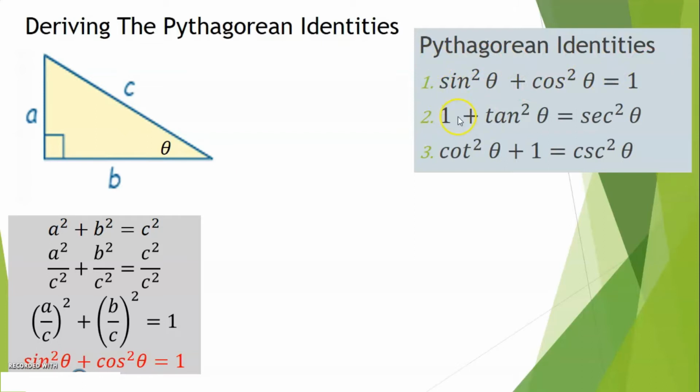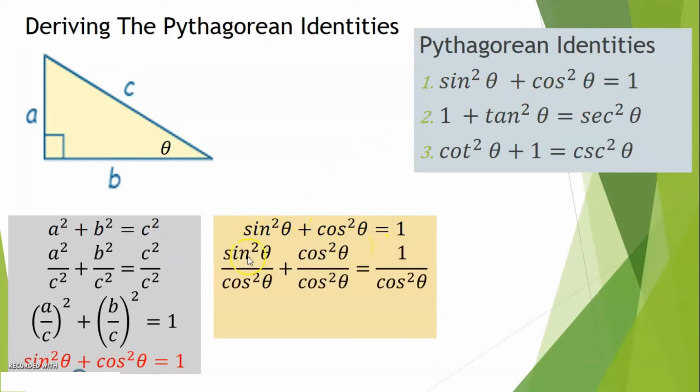Next, we can derive the second and third Pythagorean identities. How to do it? Given the first Pythagorean identity, let's divide this entire equation by cosine squared theta, so we will end up with this.